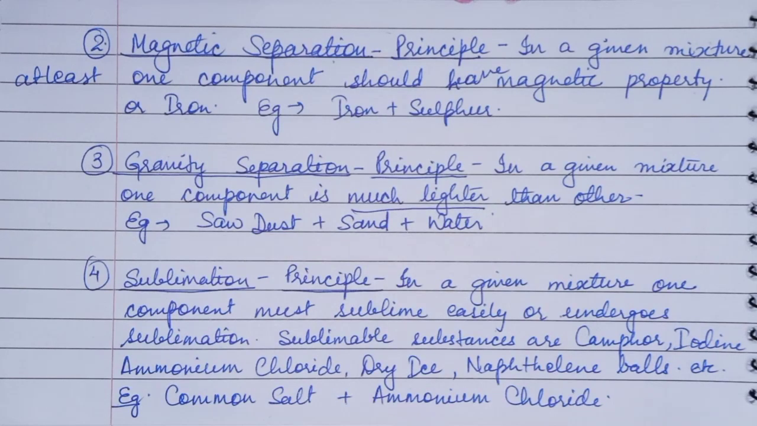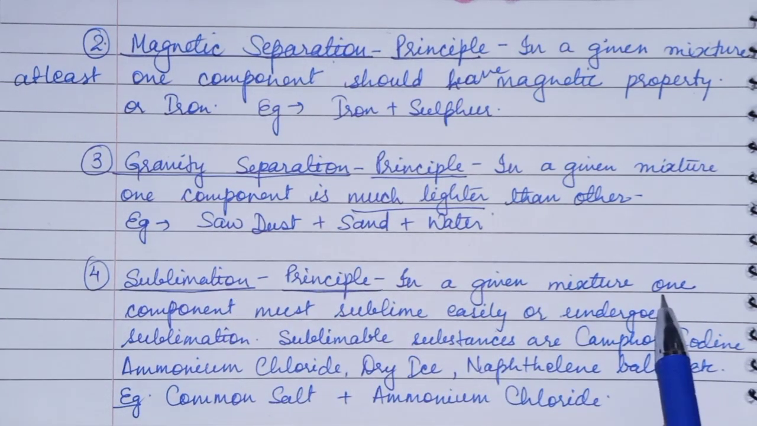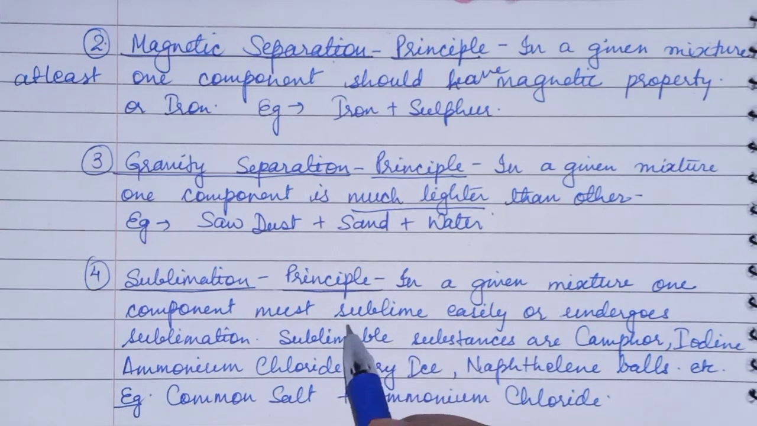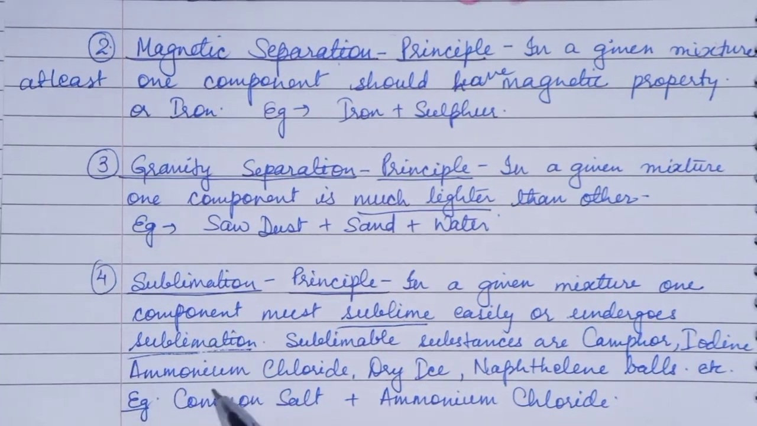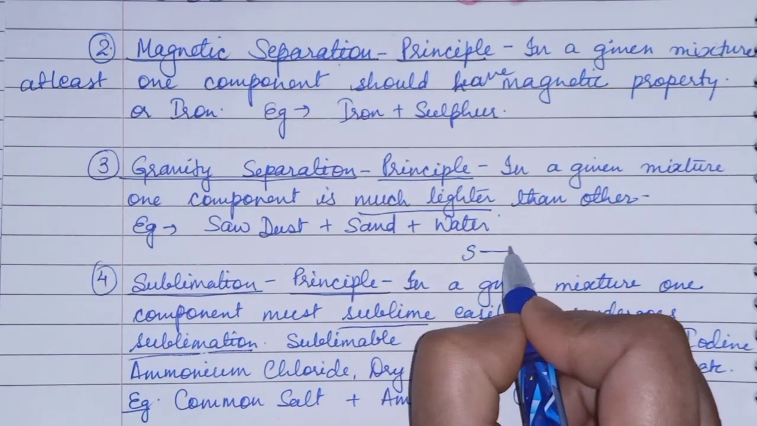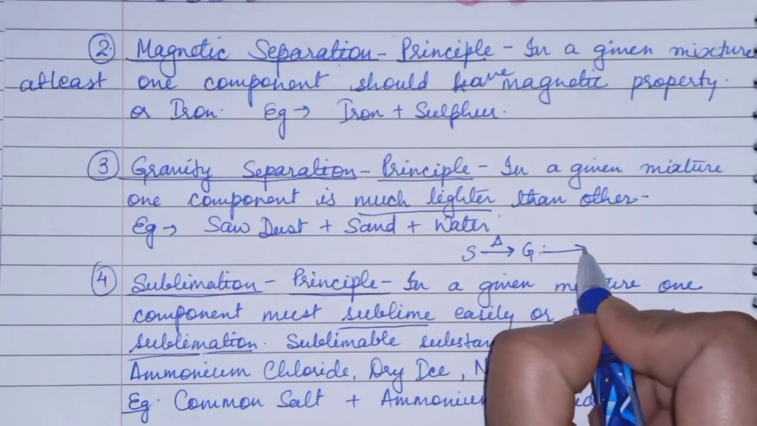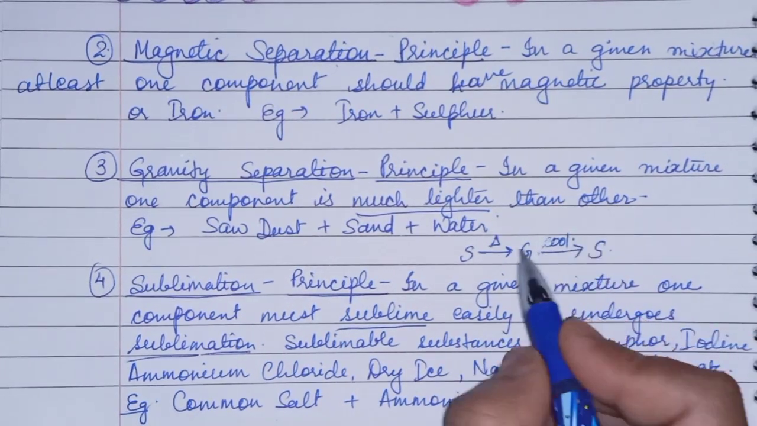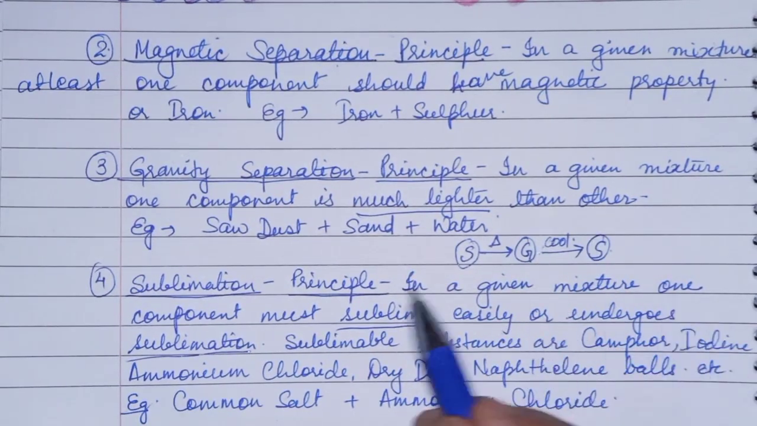Next method is sublimation. The principle for this method is that in a given mixture, one component must be able to sublime easily, or undergo sublimation. Now what is sublimation? You all know that when a solid is directly converted to gaseous state on heating, and on cooling the gas is directly converted to solid state without passing through liquid state. Solid to gas and gas to solid. So this is sublimation.